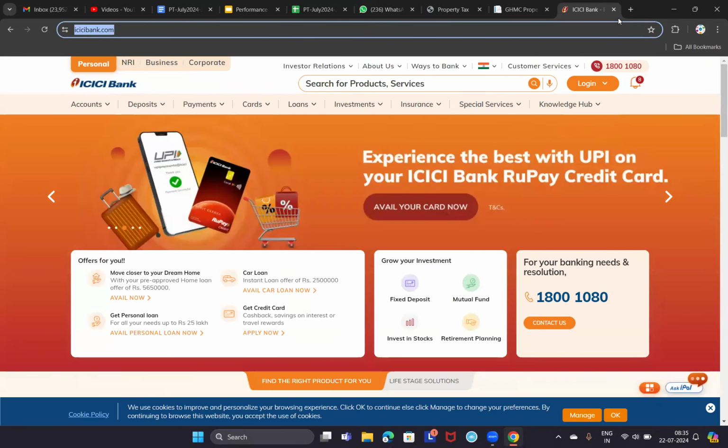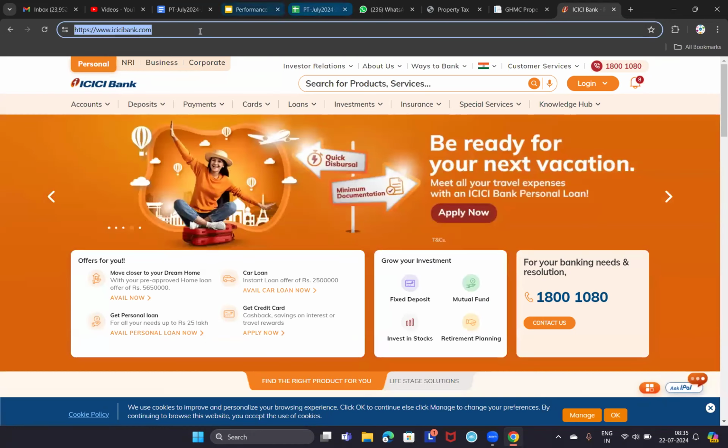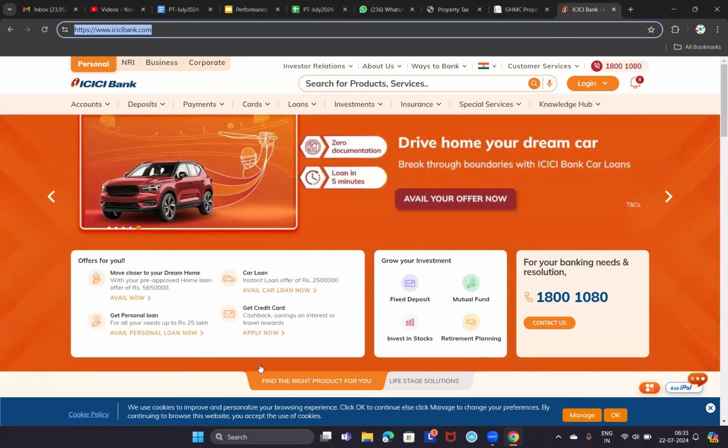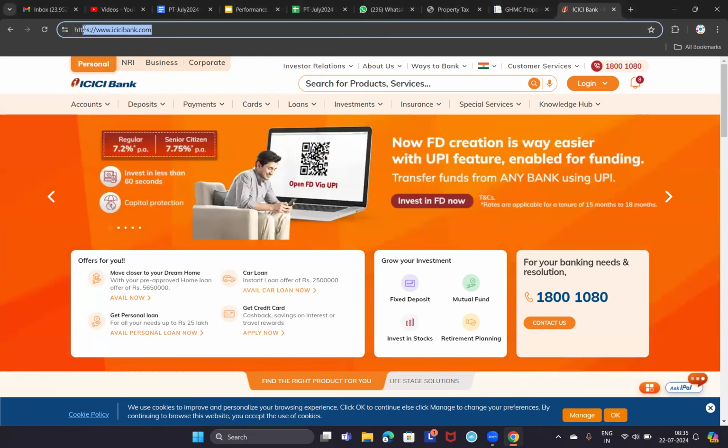Now, for any payments or fund transfer, we use it. But if you go to a bank to deposit or withdraw cash, will the bank employee also use the same application? No, they will not use the same application. They might have a different login, but this is only for end users like you and me.